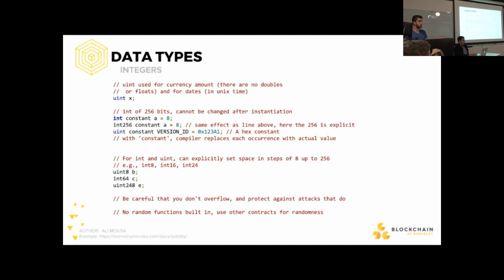Okay. So with data types, we're talking about uints, ints, 256, things like that. Some of you might not know what those mean if you haven't taken CS61C, for example. Does anyone know the difference between, say, an int and a uint?